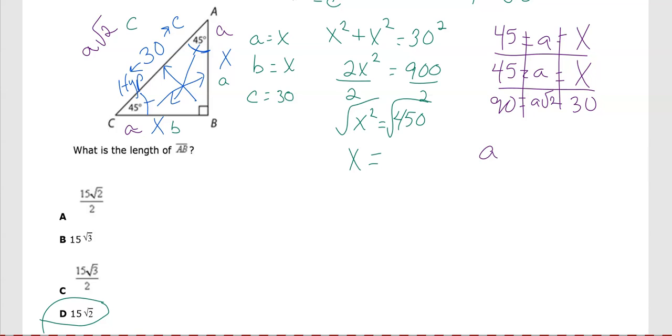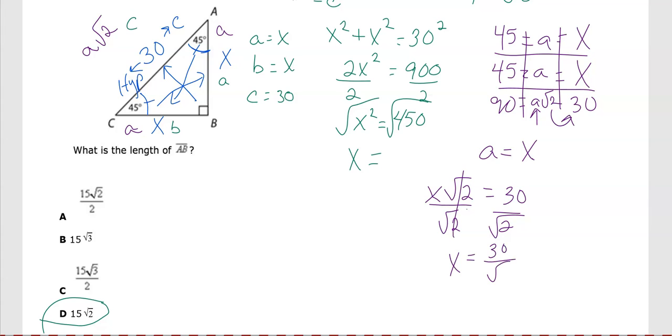So if A equals x, I'm going to plug x in for the A for the hypotenuse. So we're going to get x square root of 2, and that is equal to 30. We're going to solve for x by dividing both sides by square root of 2, and that gives me x equals 30 over square root of 2.